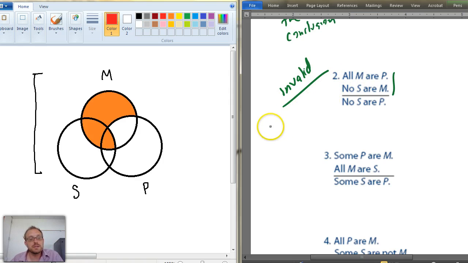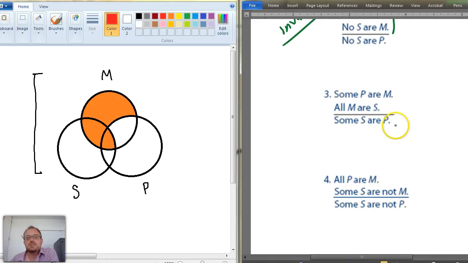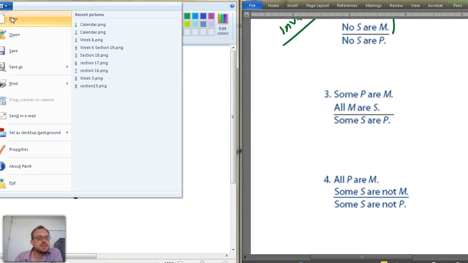It's invalid because the conclusion doesn't follow. Look, there's a spot here where the S and the P are sharing, where there are some S's that could be P's. So this is an invalid argument, and of course this is an A, E, E, 1. Okay, invalid. So let's do another one. You can see I'm just going to do a whole bunch with you, and let's go through here. Put a new one in.